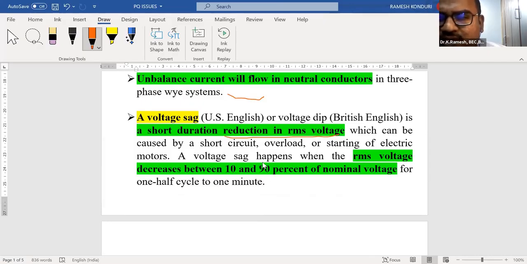This voltage sag happens when the RMS voltage decreases between 10 and 90% of the nominal voltage. So there is a reduction in the RMS voltage of the waveform, and this decrement in the voltage should be of the order of 10 to 90%. Then it is termed as a voltage sag.